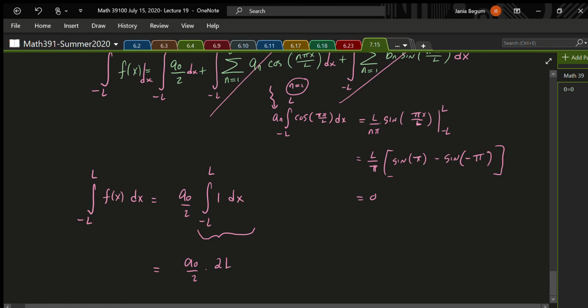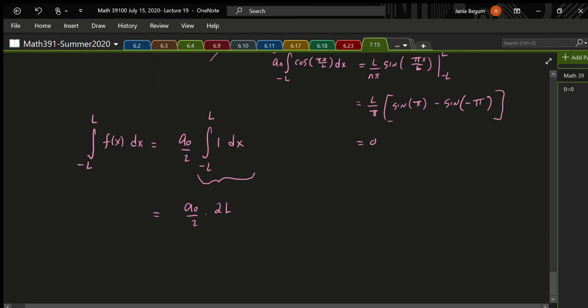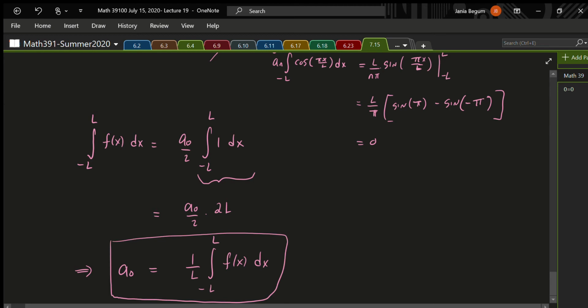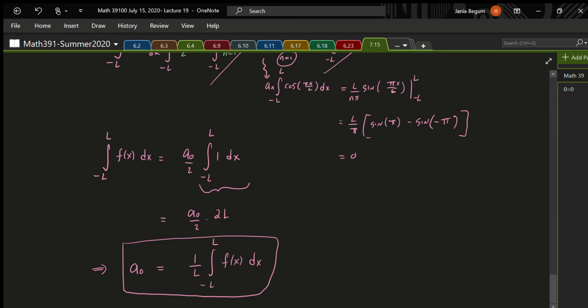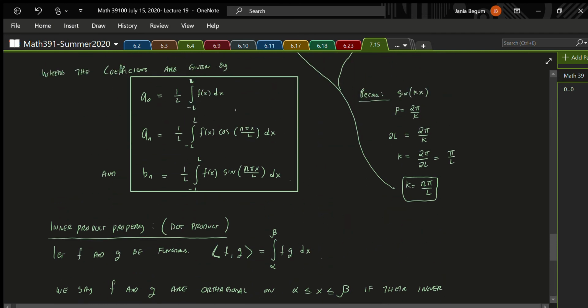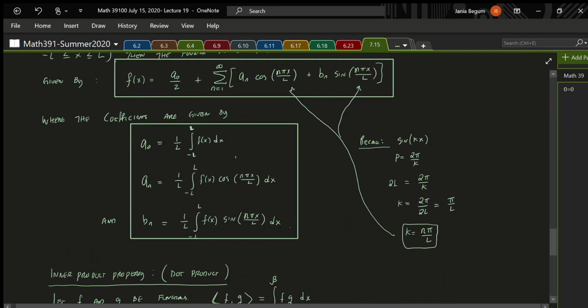And then on the left-hand side, we have the integral from negative L to L of f of x. So now we can successfully solve for a0. You see that a0 will simply be 1 over L times the integral from negative L to L of f of x dx. So that's why we have this as the formula for a0 previously in the definition. Does this make sense? Do you guys follow? Okay. So we have shown where a0 came from.